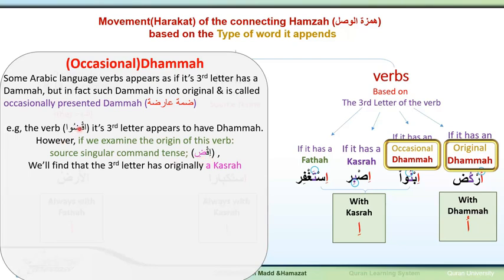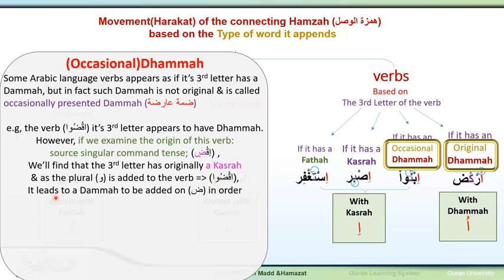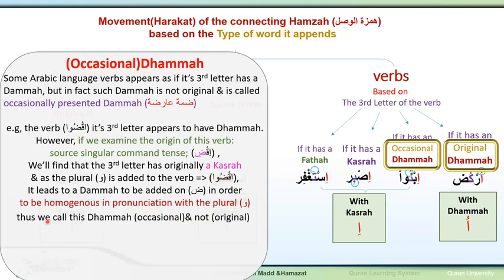Here, on uqdu, this dhamma is acquired by adding the plural waw, which is added to the verb. Uqdu, this waw added here, is the reason for this dhamma on the dad. So this dhamma is occasional. It is presented on this 3rd letter not because it's part of the original verb, but because of the situation where the waw of plural has forced it to have a dhamma. And that change in pronunciation happened in order for it to be homogeneous with the pronunciation of the plural waw. Thus, we call this dhamma occasional and not original.